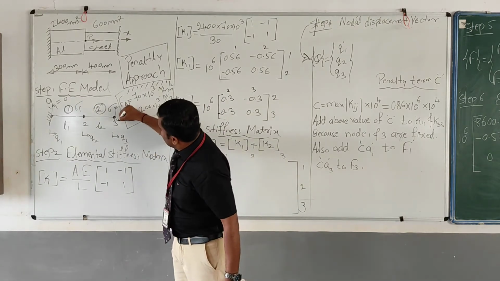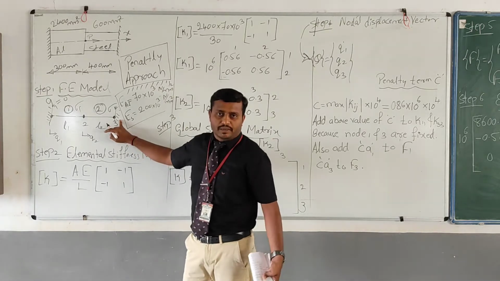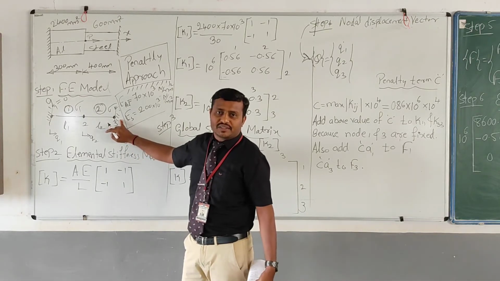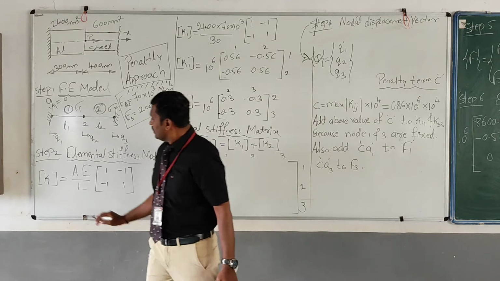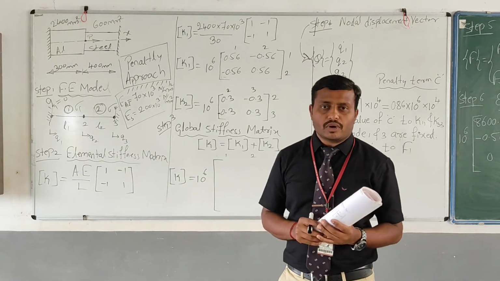Node 3 is also fixed here. Here, fixed means there will be no displacement. Displacement at node 3, q3, is also 0. Next, step number 2, that is finding the stiffness matrix for the elements.